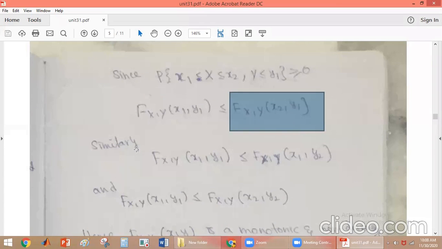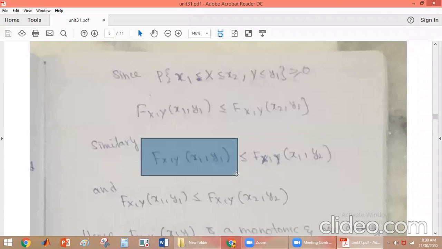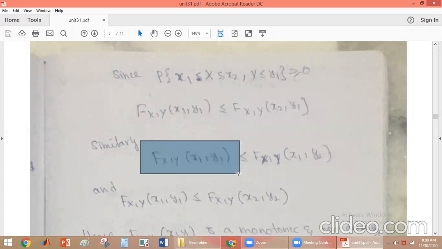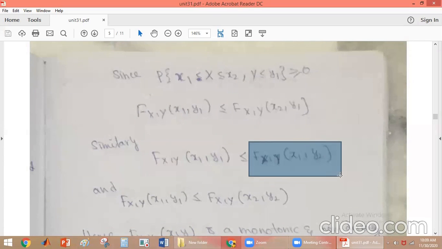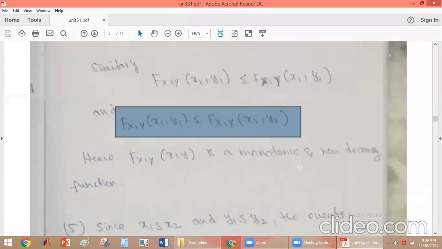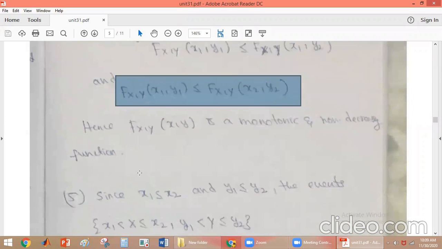Now if you change the y range, we keep the x range the same, x1 only. What is the y range here? It is y1, and here it is y2. Since y2 is greater than y1, the joint probability distribution function at x1, y1 will be less than the joint probability distribution function at x1, y2. So from this we can say that the joint probability distribution function is a monotonically non-decreasing function. It is an increasing function. Okay, this is our fourth property.